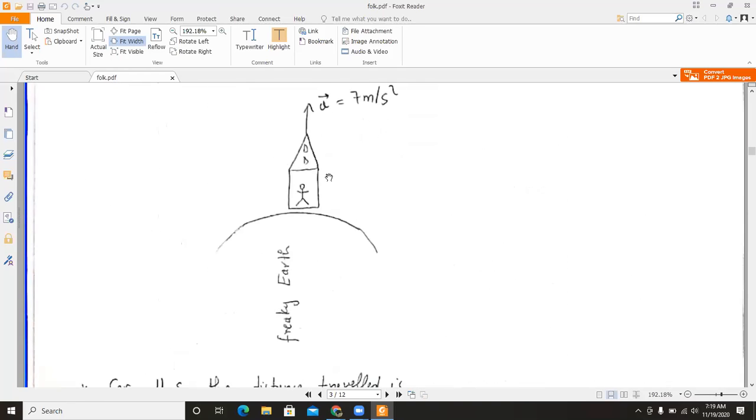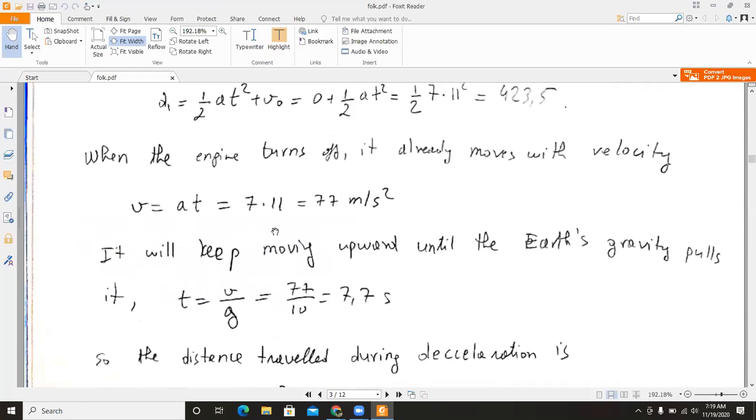The rocket is accelerating upwards with 7 meters per second squared. How long is it accelerating this way? For 11 seconds, because after 11 seconds the engine is off. There is no more upward acceleration, only downwards acceleration, right? So for 11 seconds the rocket is moving with this acceleration, and you find the speed after 11 seconds: acceleration times the time.